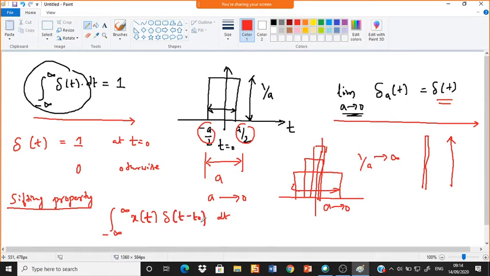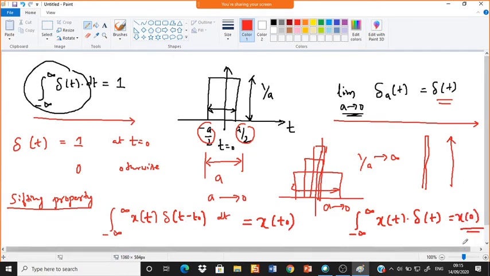So what will happen? This is a shifted version of the impulse at t equal to t naught. Then this will become x of t naught. So this is the shifting property. And one more thing to note: if you take the integral from minus infinity to plus infinity of x of t into just del of t, that is not the shifted version, then you will get the value x of 0 only, that is, only at t equal to 0.